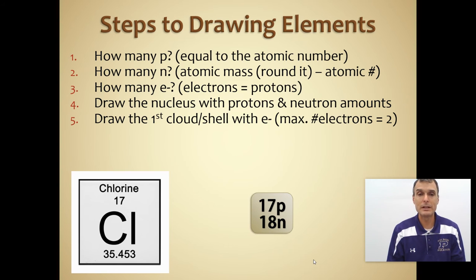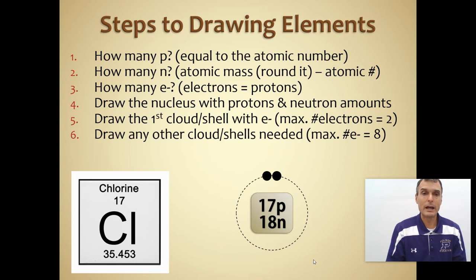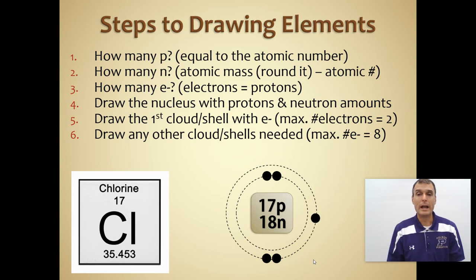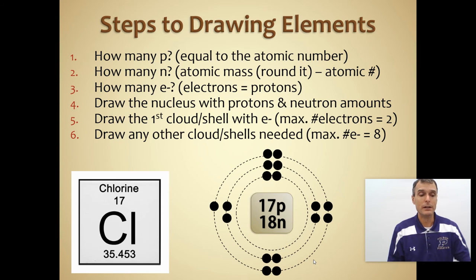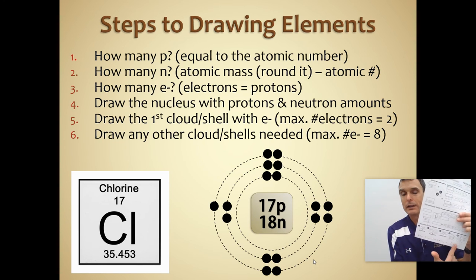Now we know that we have 17 electrons, so even if we put 2 in this first one, we still have 15 more electrons that we need to draw. So what we need to do after that is draw any other clouds of electrons that we need, and they can hold a maximum of 8 electrons per cloud. So we'll draw another cloud and put 8 electrons in it. This will give us a total of 10 electrons, and we still don't have enough electrons in our drawing of the atom of chlorine yet. So we have to add another cloud, and we add the remaining 7 electrons to that, and we are done drawing chlorine.